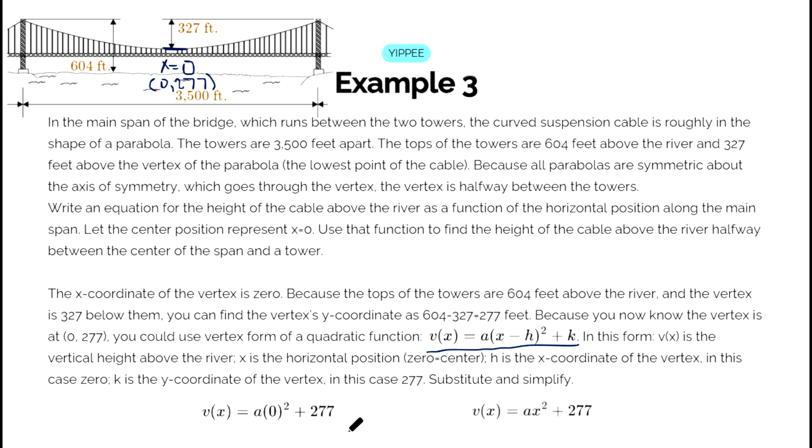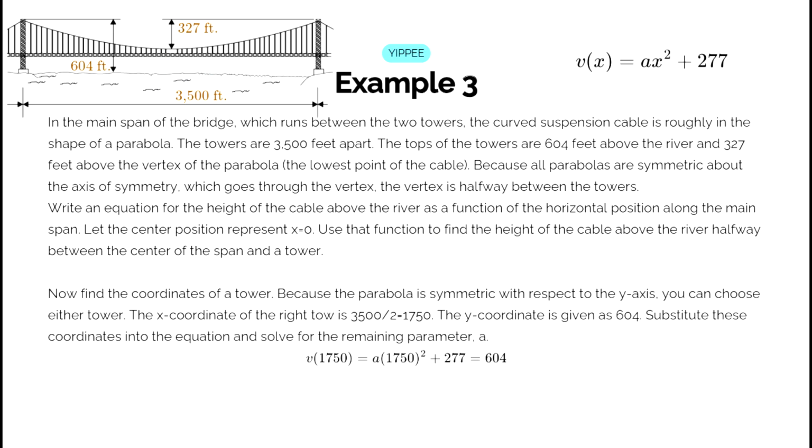So we know the x and y coordinates of the vertex, so h goes right here, k goes right here. That should be in your notes. And now that we have this information, it can be simplified. So 0 times 0 is 0. So then it's just a x squared, ax squared. That's another way of writing it.